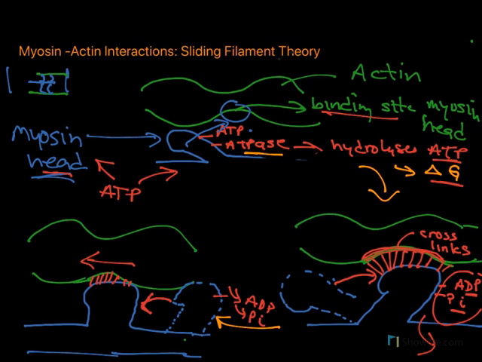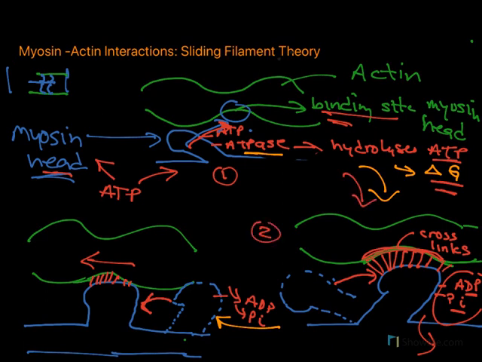The cross bridges break, and then you go back to this original position where the myosin head is out of the position from the binding site of actin. So the overall cycle, what happens is, one, you have ATP hydrolyzing, and you have then, of course, your energy that's released, your free energy. When that happens, the myosin head is then moved into position. So now we're at this step here.